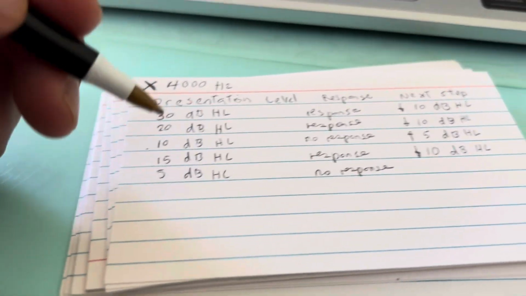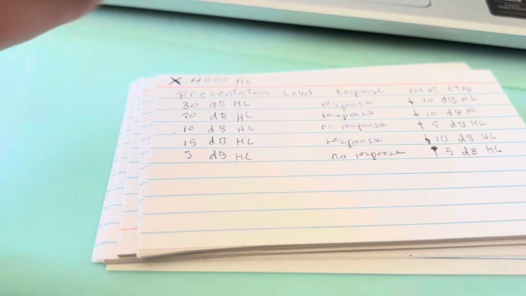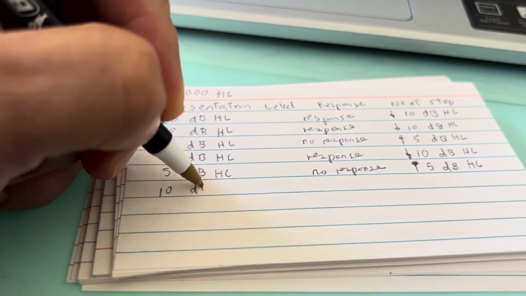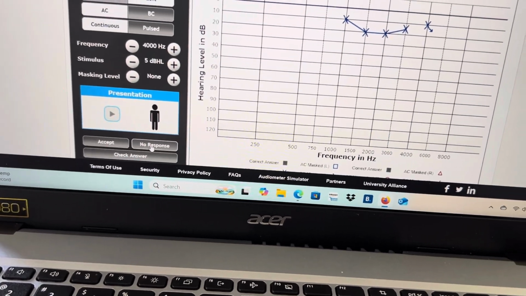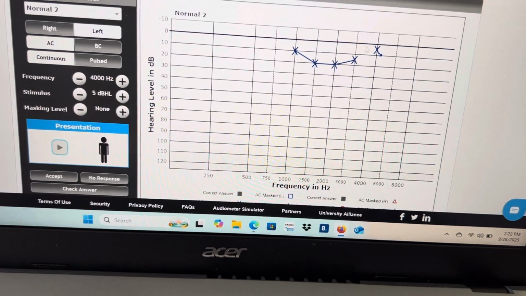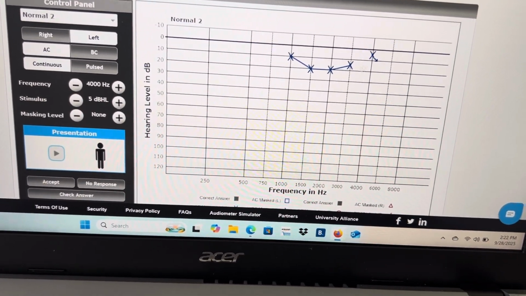That means that we have to go up. If there is no response, we have to go up by 5 decibels hearing levels. That will make it 10 decibels hearing level. But I was supposed to log this as no response. I'm gonna log it right now, and you see there is no response at 5 decibels. See, 5 decibels hearing level, no response.